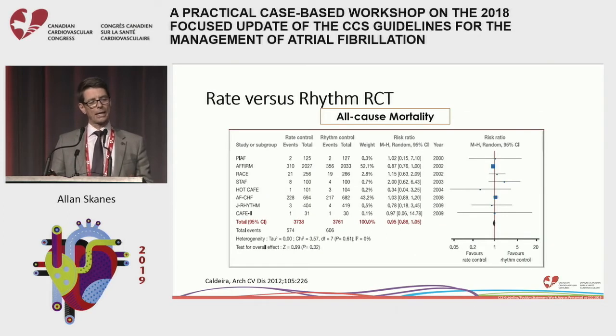And you can see a meta-analysis of all the trials around this time showed, lumping them all together, we weren't making a mortality benefit by trying to do rhythm control. Vast majority drugs, almost no ablation.